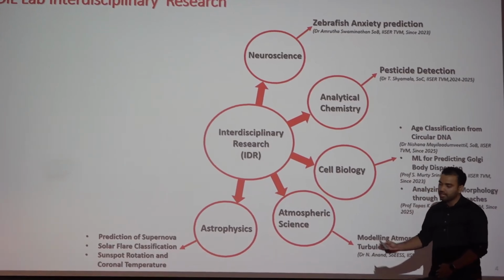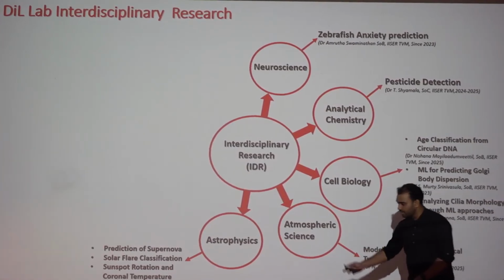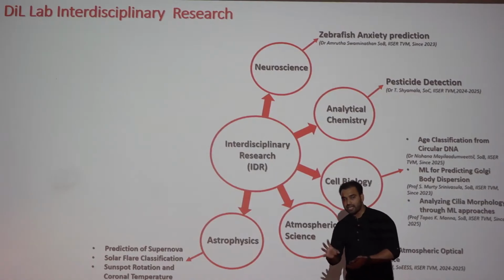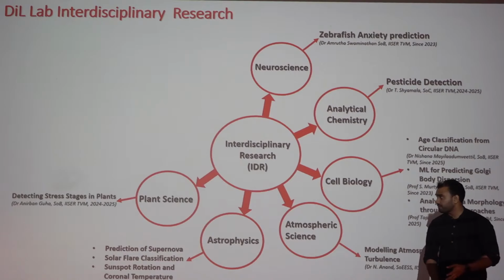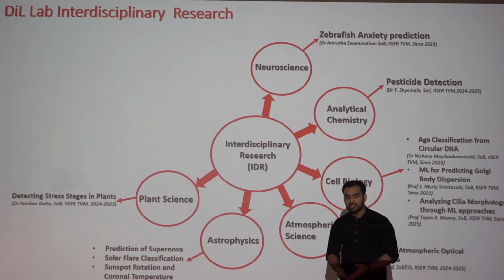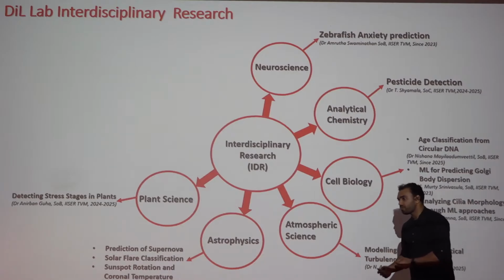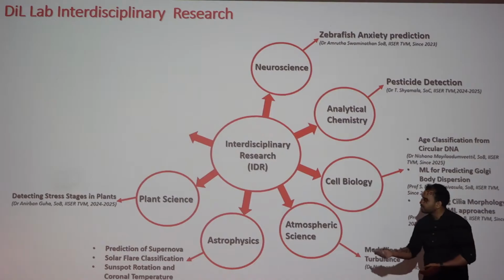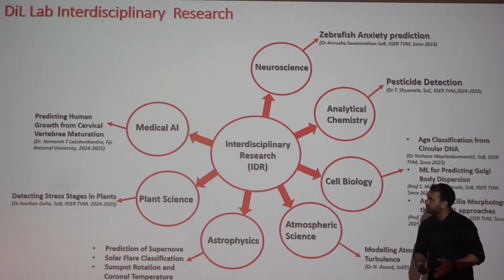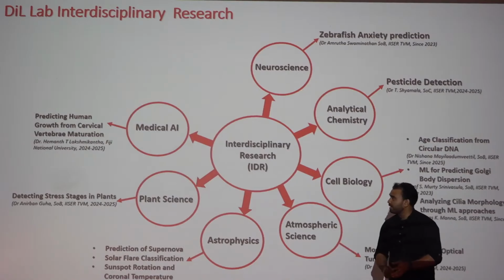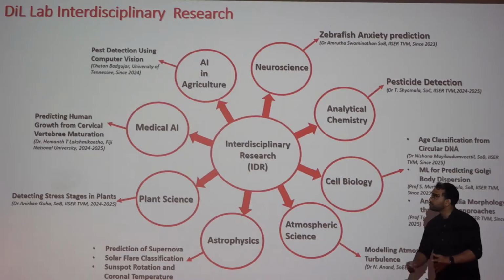These are all part of minor projects where we apply AI in science. Here, prediction of supernova, then solar flare classification. Another interesting topic is sunspot rotation, how this affects the coronal temperature. That is also something we are considering. Then plant science: stress, even in humans, we can analyze. Similarly, we study what happens if you apply stress to plants, and how the characteristics of plants change. So in some way we connect with Dr. Anirban Guha. Then medical AI: we work with some international collaboration, like the growth of cervical vertebral maturation, which mainly identifies human growth. Then in AI agriculture, we do some work on pest detection using computer vision.